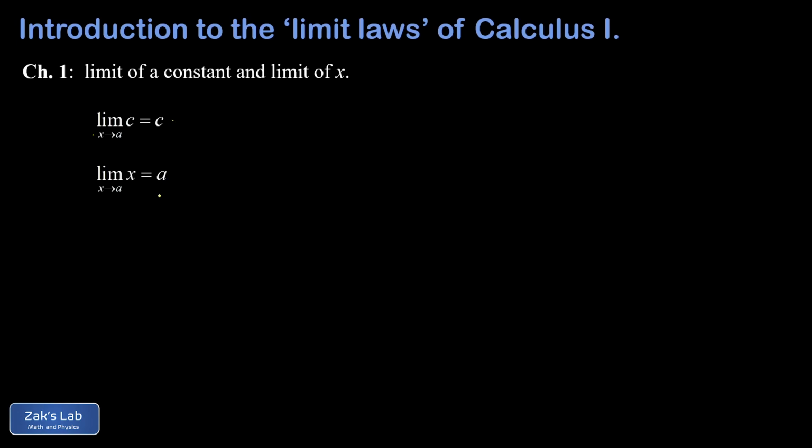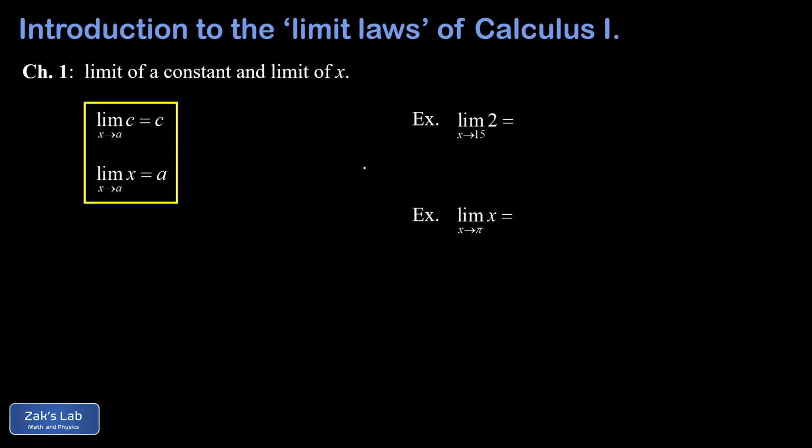And we can make a similar type of intuitive argument for the limit of x as x goes to a. This time our function is x, and we're asking what does x get arbitrarily close to as x gets arbitrarily close to a? And I just said it. x gets arbitrarily close to a, so the limit of x as x gets close to a is just a. So these are the simplest of the limit laws.